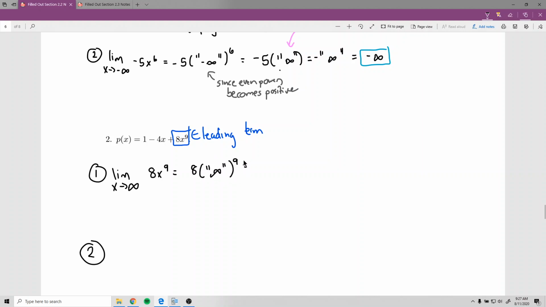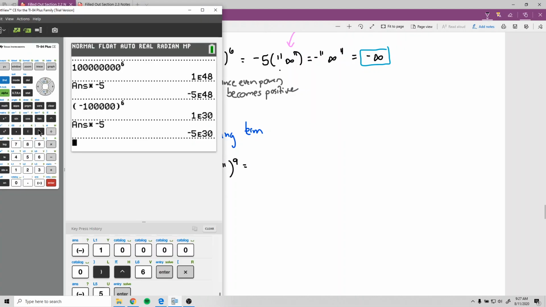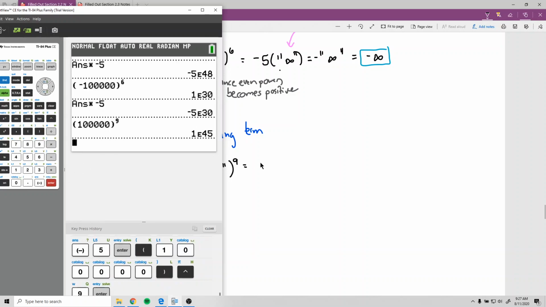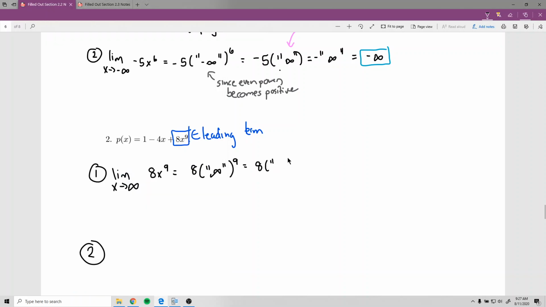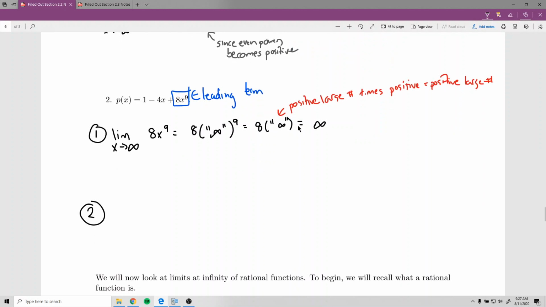A really large number to any positive power. It doesn't matter if it's even or odd when it's positive. So you can just see that here. We raise it to the 9th, it's still positive. We have 8 times positive large number. And if we multiply a positive large number by 8, it stays positive. So the limit as x goes to infinity of this polynomial is infinity.